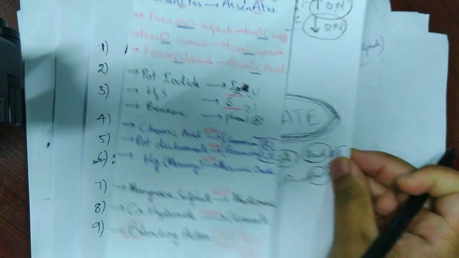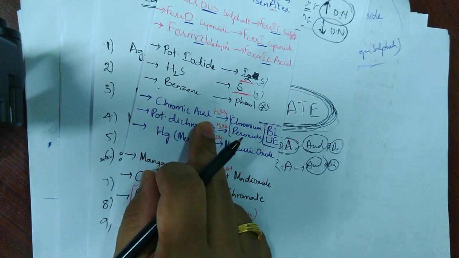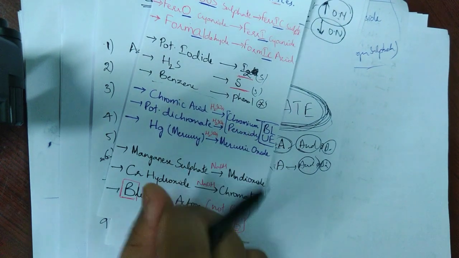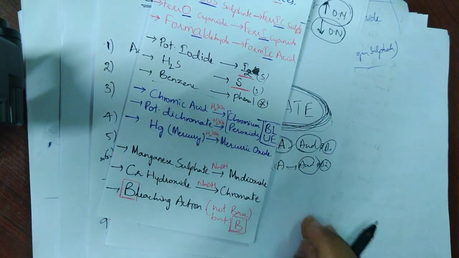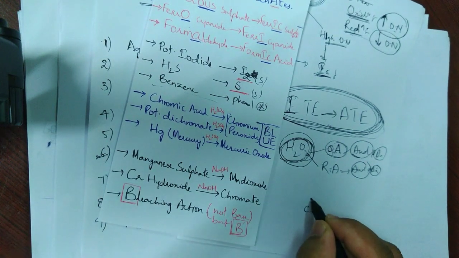Okay, so here I have again chromic acid. In chromic acid it forms chromium peroxide. Okay, chromium peroxide is blue in color and a very important compound. That is its structure. Chromium peroxide has a butterfly structure.